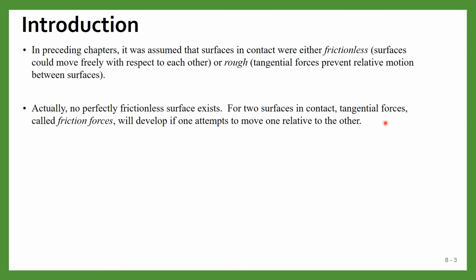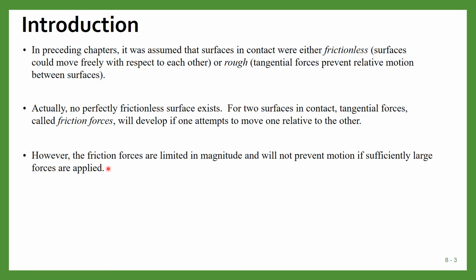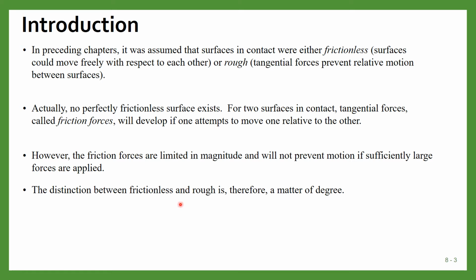For two surfaces in contact, the tangential forces are called friction, and they develop when one attempts to move one surface relative to another. The frictional forces are limited in magnitude and will not prevent motion if sufficiently large forces are applied. Whenever you apply a small force, the body will not move, but when you apply a large force, the body starts to move. So frictional forces cannot prevent motion. The distinction between frictionless and rough is therefore a matter of degree.